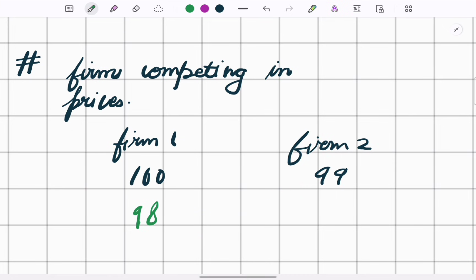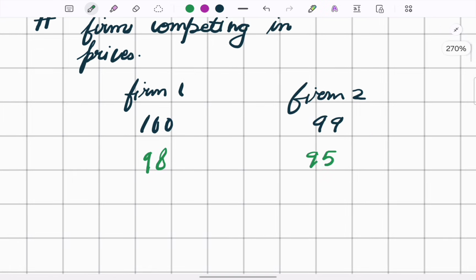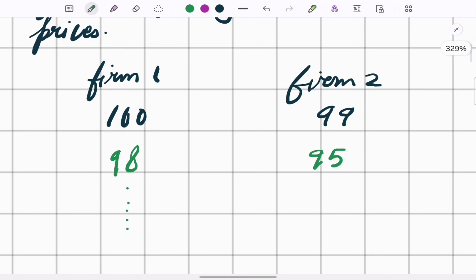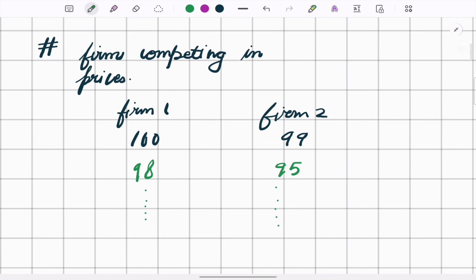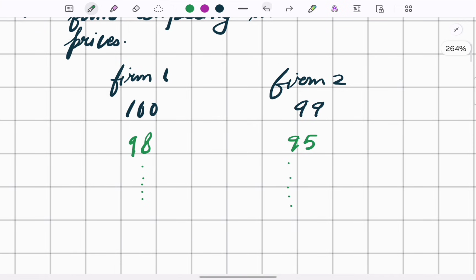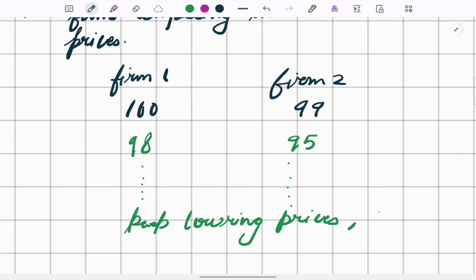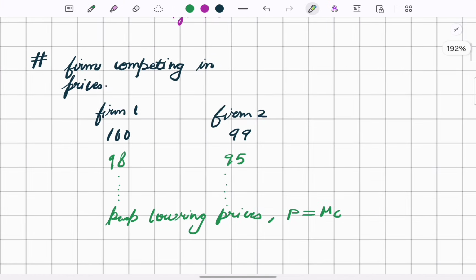So firm 2 will also think in the same way. Okay, I want to get the whole market share, so let me lower the price to 95. I'm just randomly stating the numbers. In the same way, both firms will be in a race to keep on lowering the prices till the prices become equal to their marginal cost.